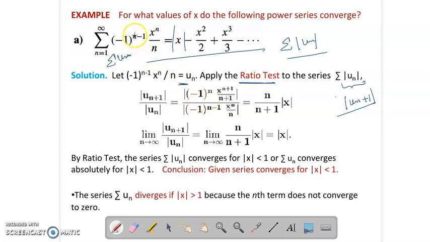Replace your n with n plus 1. So you have minus 1 raised to the power n into x to the power n plus 1 upon n plus 1, taking mod of this whole quantity. Likewise, this is the nth term and considering mod of this quantity. So these terms, you'll have n upon n plus 1 from here. So this n upon n plus 1 outside.